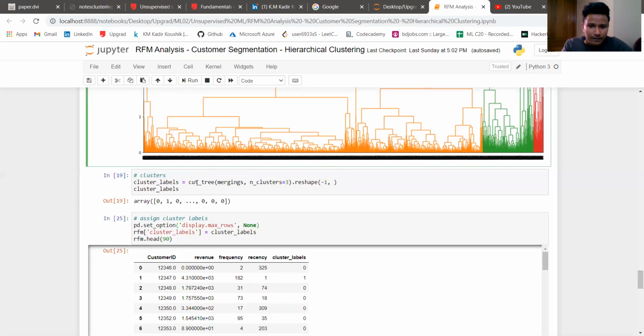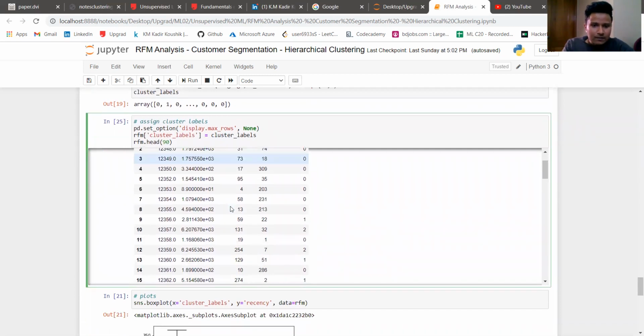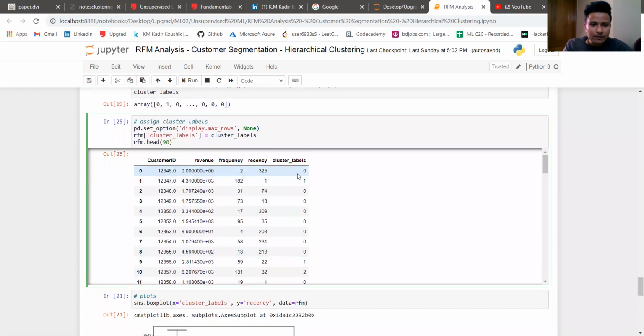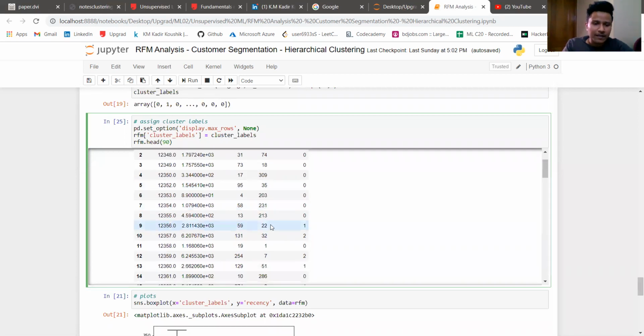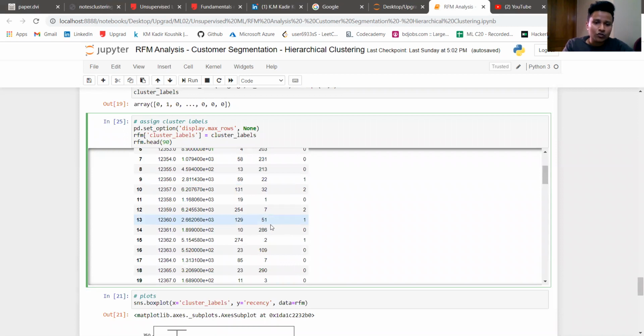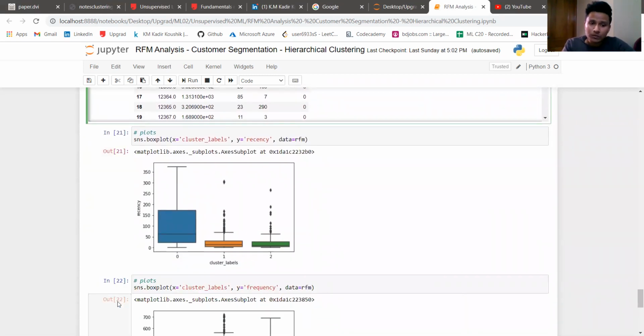This is the code for cutting the tree, deciding the clusters. Now we reshape it in order to incorporate it as another column. So here it is. This is the information of all the customers based on different attributes: cluster 0, cluster 1, cluster 2. These are the customer segments, and depending on different behaviors, you can understand which customer belongs to which group and which particular behavior. For a better understanding, let's go through graphs and different box plots.